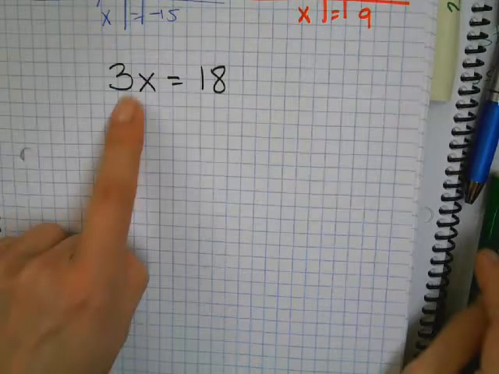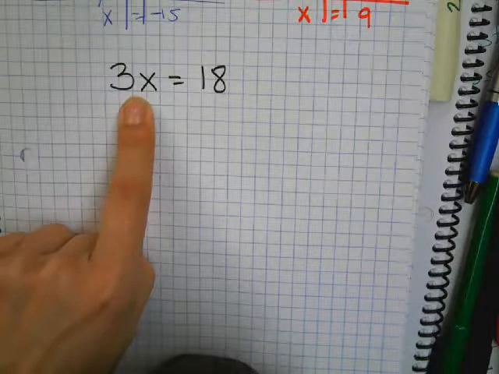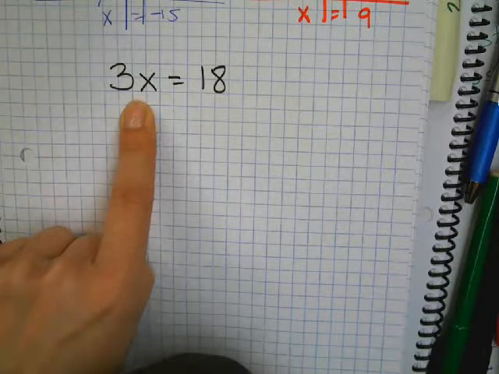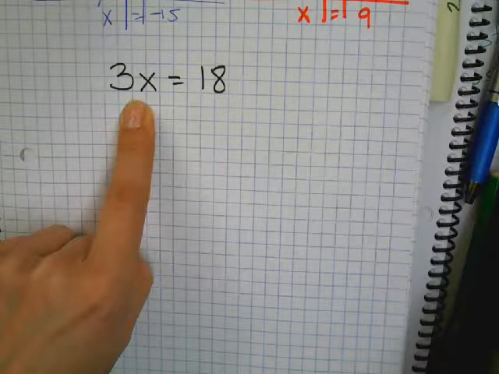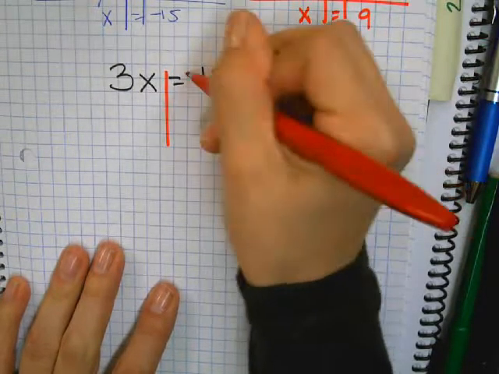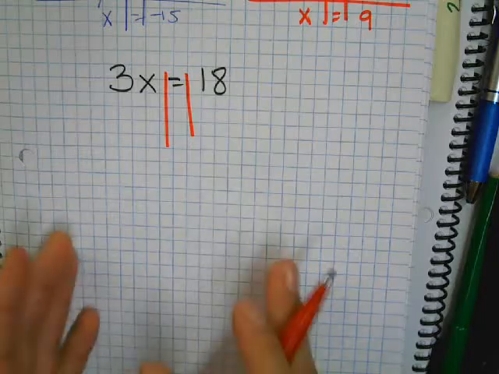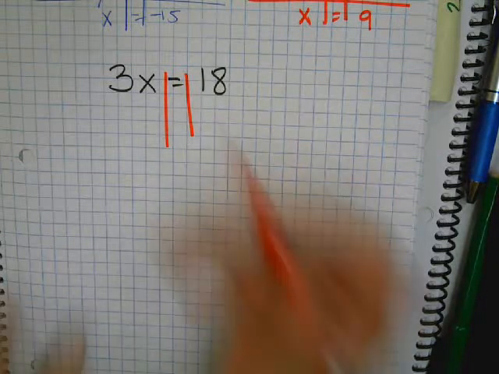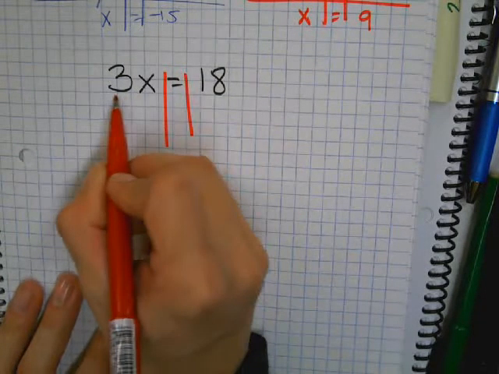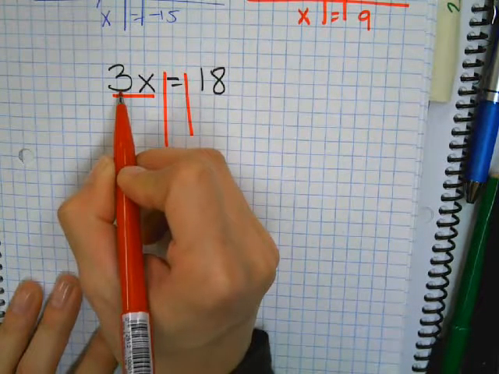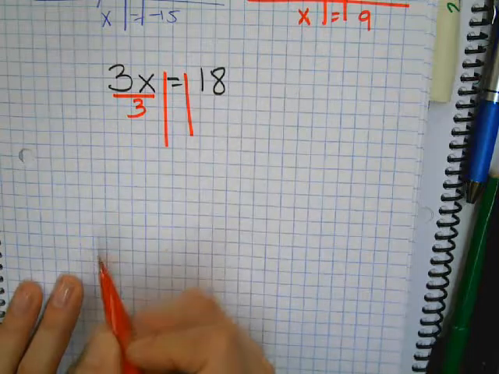3x is equal to 18. Okay, what operation is happening right here? That's multiplication, right? So what's the opposite of multiplication? Division. So we're going to draw our bars. You're going to draw your bars on your notes because when you have this problem on tonight's homework, you're able to show correct work. This is how we show division. The bar of division, then whatever number is next to the variable, you're going to put it underneath.